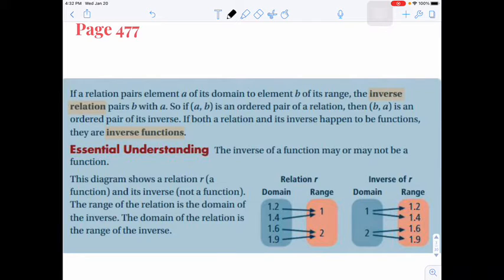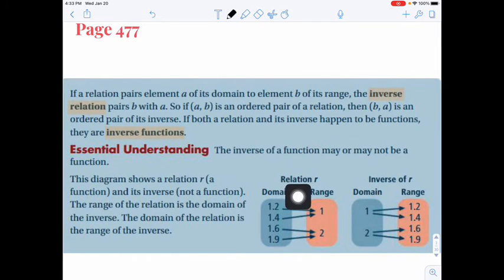If both a relation and its inverse happen to be functions, they are inverse functions. The inverse of a function may or may not be a function. The diagram shows a relation R, a function, and its inverse, not a function. The range of the relation is the domain of the inverse. The domain of the relation is the range of the inverse.